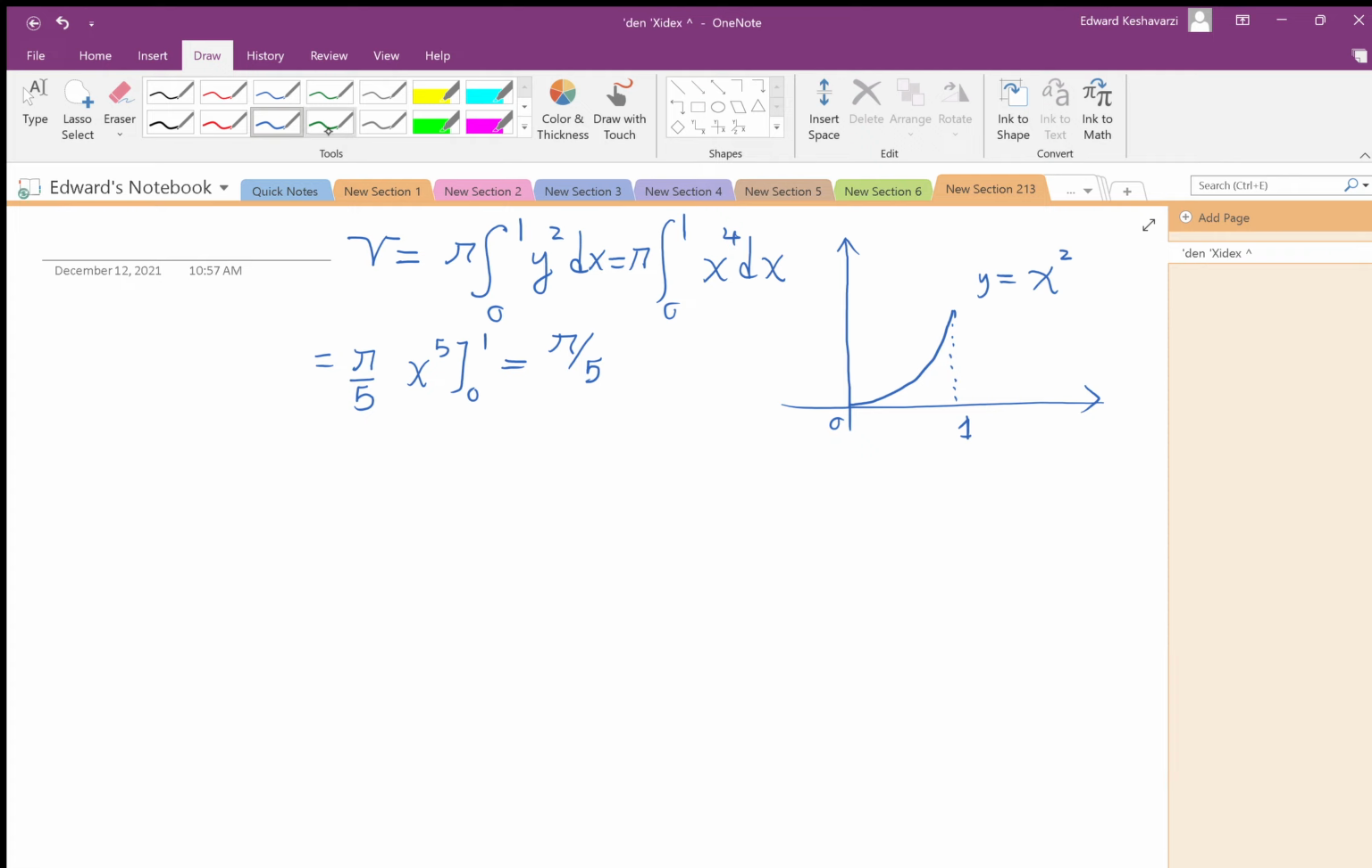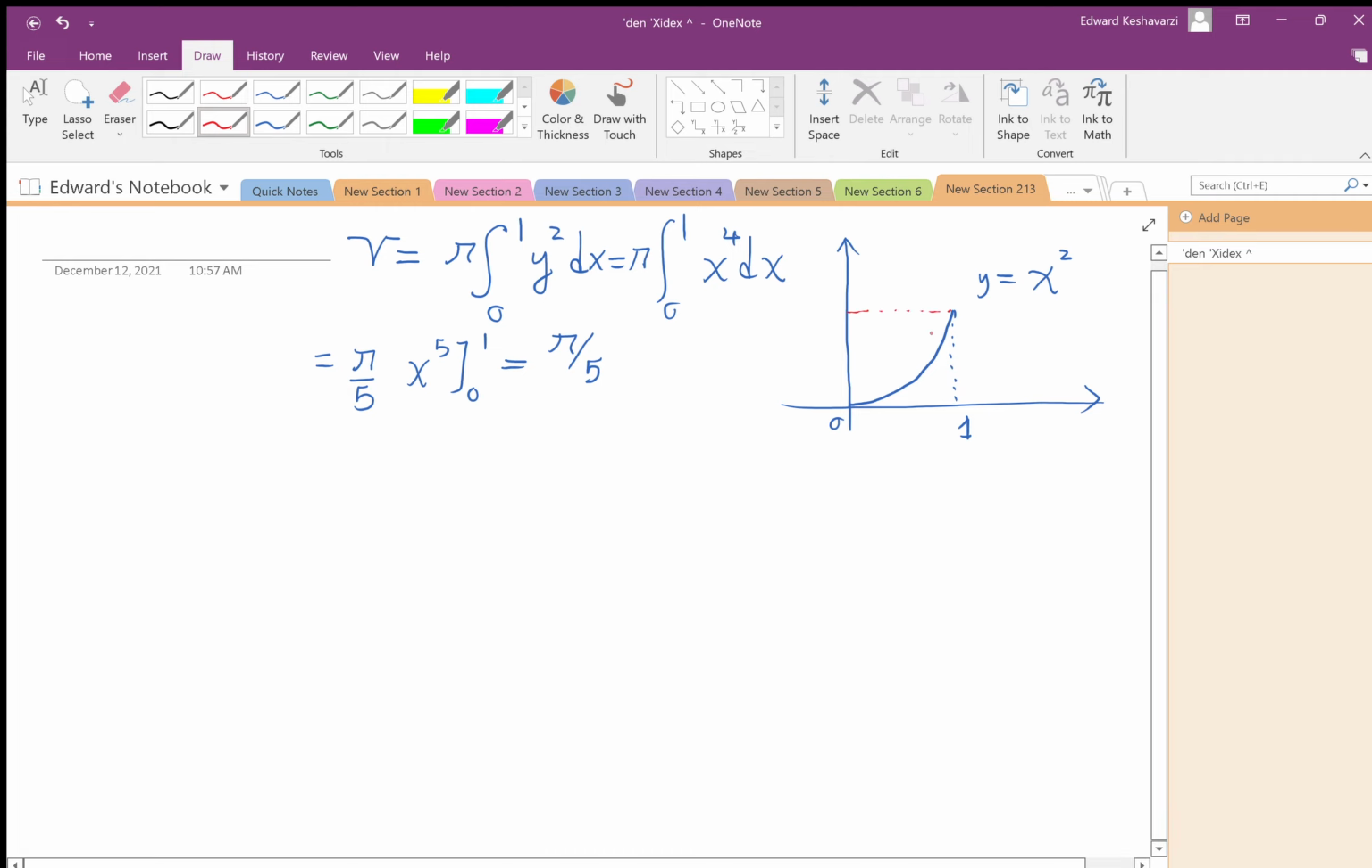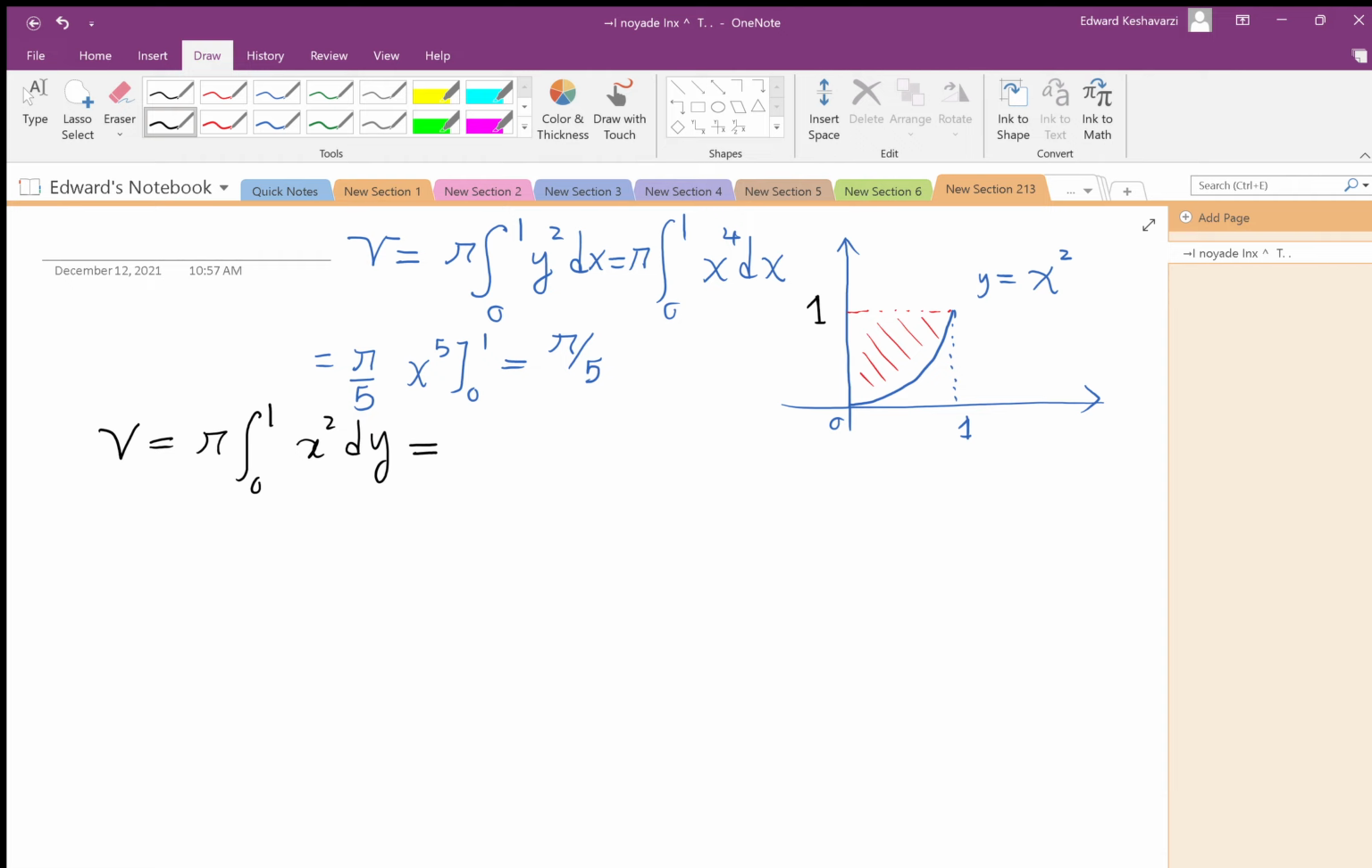Now I'm going to use the same function and I want to rotate the red area about the y-axis and to see what the volume is. So volume equals pi integral from 0 to 1 x squared dy. Having dy in your integral shows that you need to replace all x's with y's, so no more x in your equation.